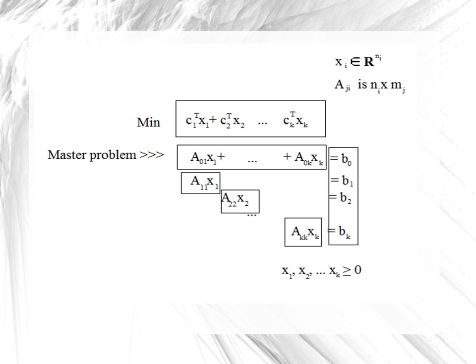The problem must be in the form such that there exist blocks on the constraints where no two blocks share the same x_i values. There also exists a master problem that contains x_i values from all the blocks. There are several slightly confusing notational details that we should go over, and this is how we'll be writing our notation for the rest of the presentation. The x_i's are vectors in R^(n_i), where n_i is the number of variables in the ith block. A_ji is a matrix that has a width of n_i and a length of m_j.